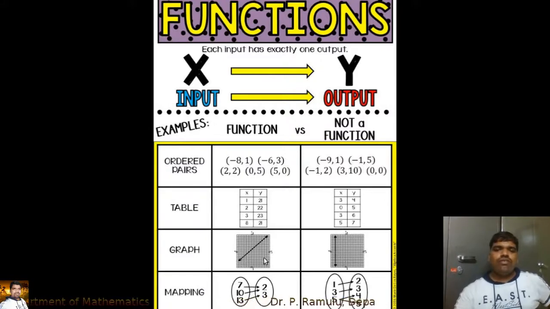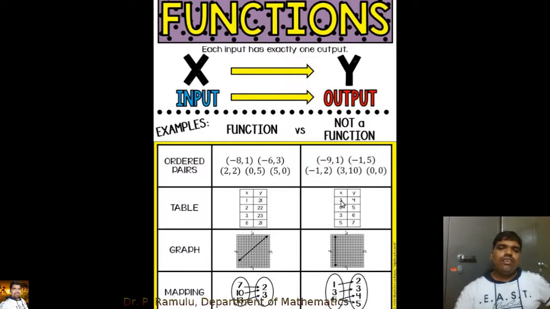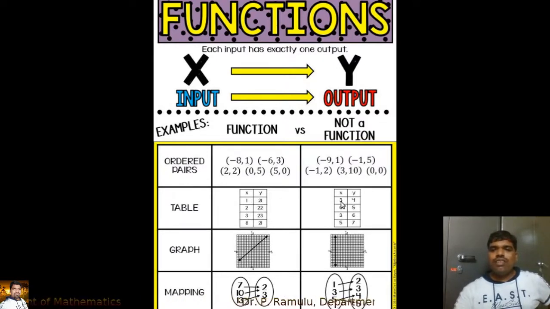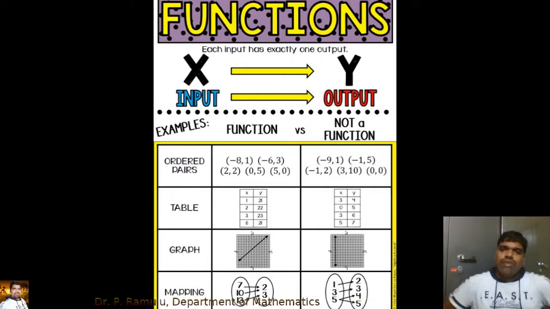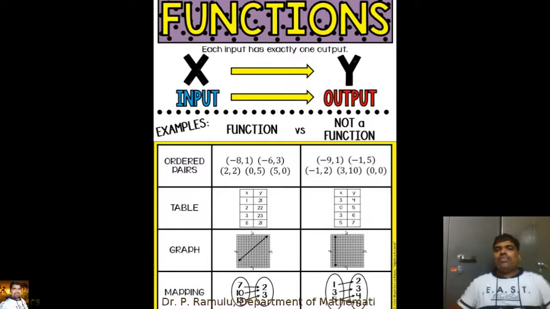So simply we may take that. See, this is a function, these are not. Why? Because 1 goes to 21, 2 goes to 22, 3 goes to 23, 8 goes to 25; every element has a unique image only. Whereas here, 3 has 4 and 3 goes. That means 3 has multiple images, so it does not have a unique image. Therefore, it is not a function.